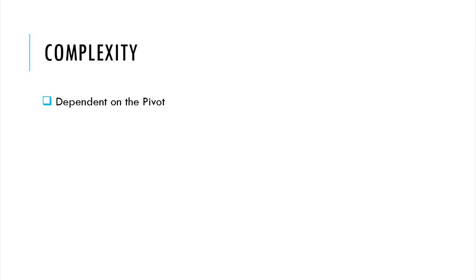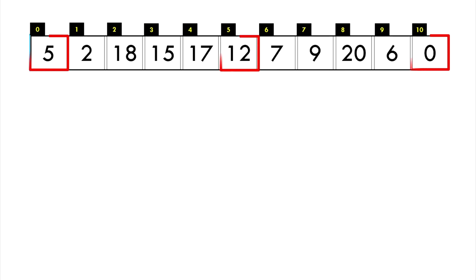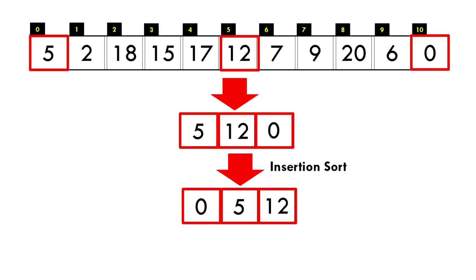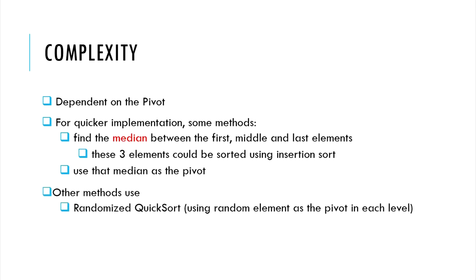Like we've seen earlier, the complexity of quicksort algorithm depends upon the pivot that we choose. For a quicker performance, one way to choose the pivot is to take the first, last, and the middle element, sort them using insertion sort algorithm because it is efficient for a small dataset, and find the median among these three elements. This element could then be chosen as the pivot. Similarly, there are randomized quicksort techniques too, where we select a random element of the subarray as the pivot. These techniques help improve the quicksort performance.